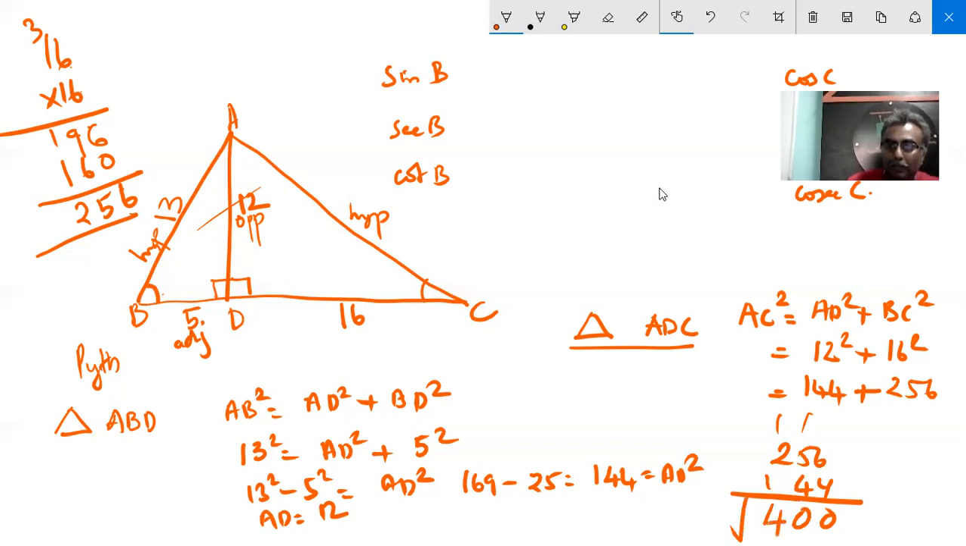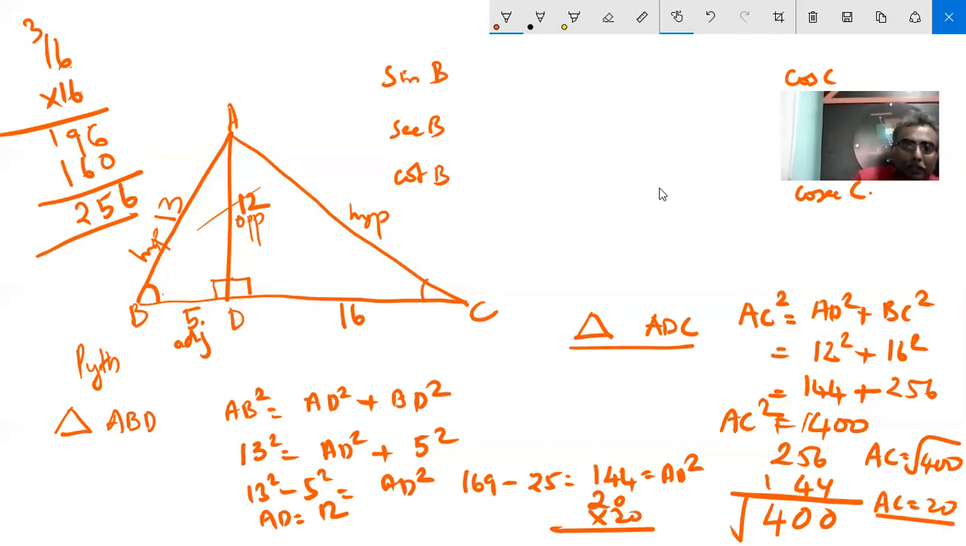Now root of 400 is how much? AC squared is equal to 400. Therefore, AC is equal to root of 400. 20 into 20 is 400. So AC is equal to 20. Okay, now you got this value also. Hypotenuse is equal to 20.